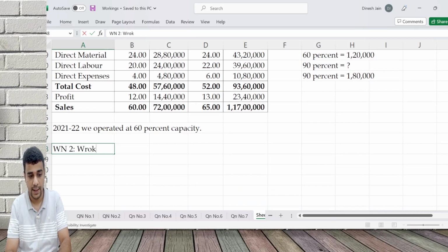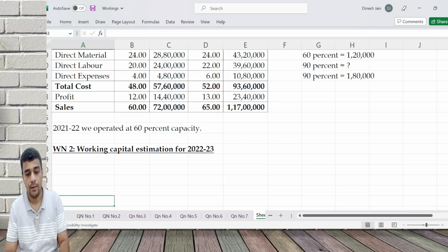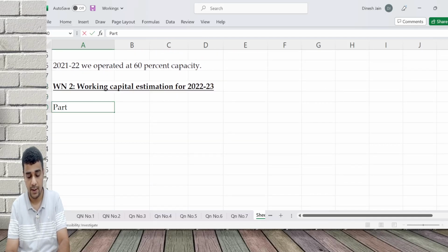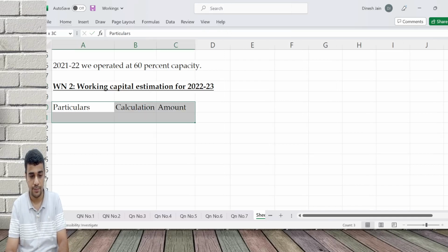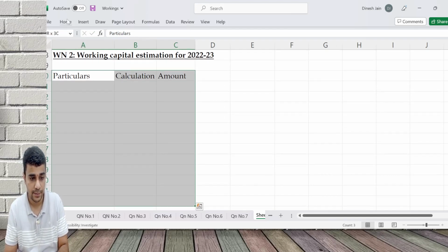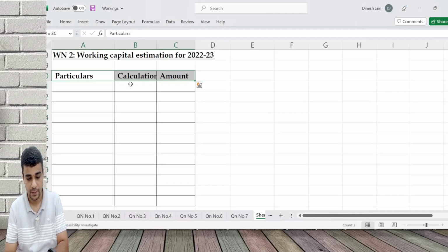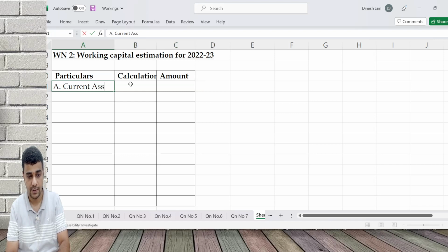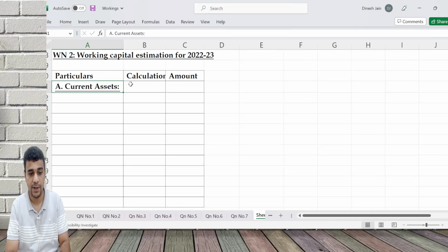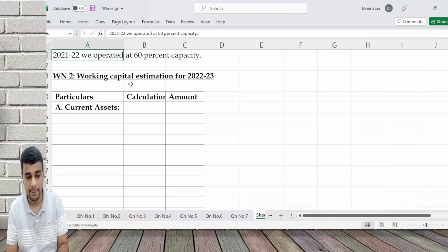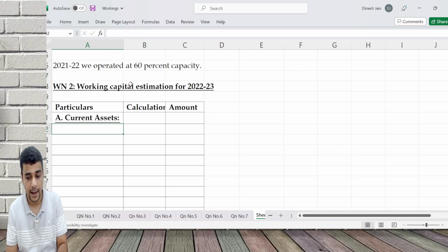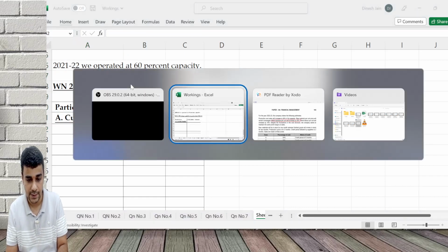Working note 2, working capital estimation for 2022-23. We are doing the total approach. Particulars, calculation, amount. As you read a current asset or a current liability, we will do the estimation. Part A, current assets. If I get any current liability, I'll leave some space and write current liabilities. Start with current assets.